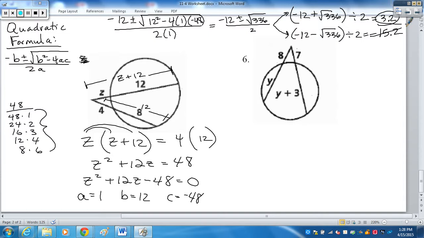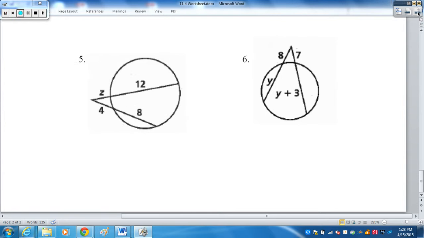So, all right, I think you could probably do number 6 on your own. Okay, so take a minute here, do the setup, see if you can go ahead and solve for that. When you're done, go ahead and press play, and I'll talk you through the problem.